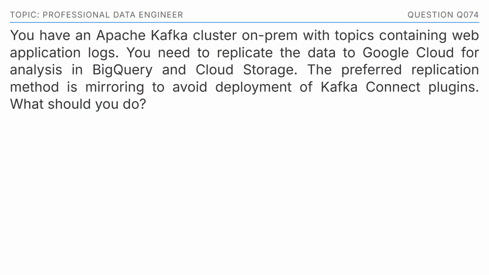You have an Apache Kafka cluster on-prem with topics containing web application logs. You need to replicate the data to Google Cloud for analysis in BigQuery and cloud storage. The preferred replication method is mirroring to avoid deployment of Kafka Connect plugins. What should you do?